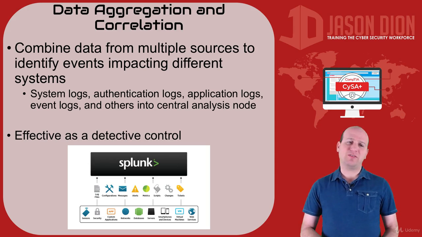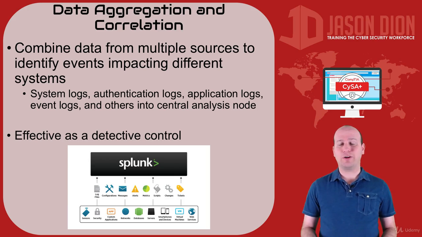You'll be looking at things like syslogs, authentication logs, application logs, event logs, and other things in a central analysis node. And one of the great ones here is Splunk. I really love this product. It does a great job of taking all of this information, dumping it into a database, and we can do big data analytics and correlate that information across time and events. This is what's known as a detective control because we're going through and being a detective and looking through all this information to see what we can find. Splunk is a great product for this. There are numerous other ones out there. Splunk just happens to be one of the ones I've used a lot in the past.